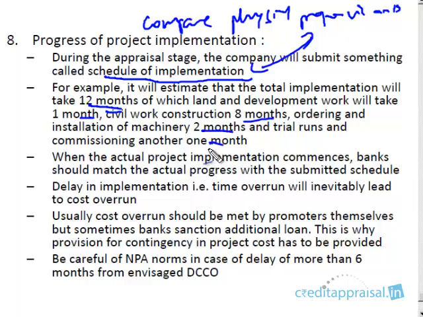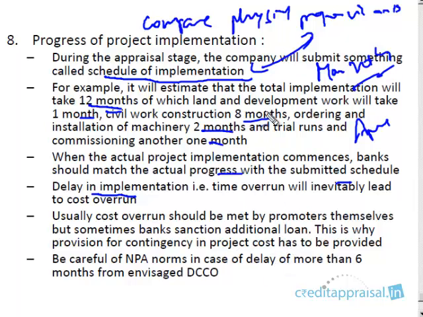So when the actual project implementation commences, you have to always match the actual progress with the submitted schedule. And if there is any delay in implementation, say for example the company said it will complete the civil works by March end 2014, and machinery installation is going to start from April.